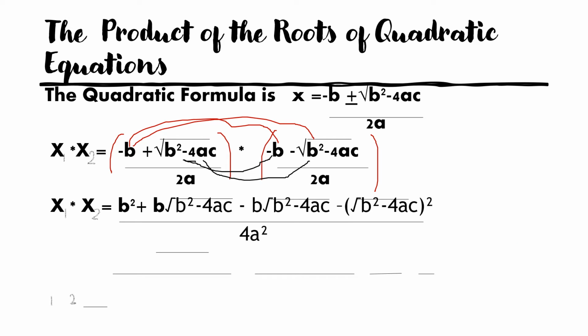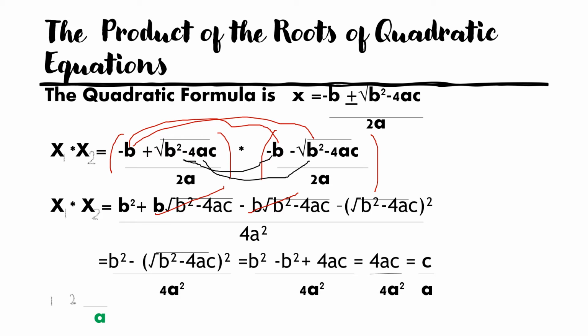Tingnan natin ngayon kung alin dyan ang masisimplify natin. Okay, so here, napansin nyo ito, this is positive b squared minus 4ac minus b squared minus 4ac. That is equal to 0. So ano na lang yung matitira ngayon? Ang matitira na lang ay yung b squared, ayan, at yung minus dito, and then itong nasa loob ng parenthesis na naka-square, divided by 4a.